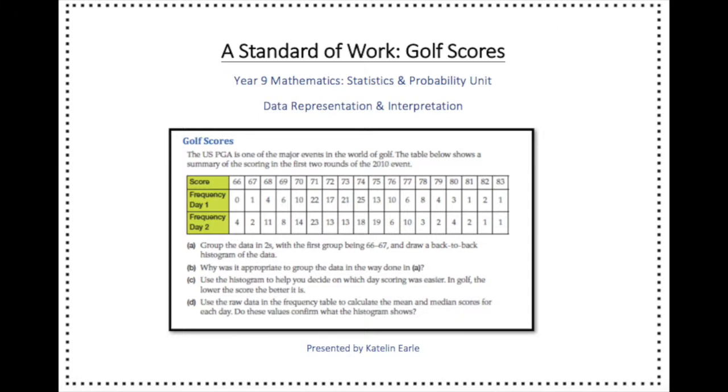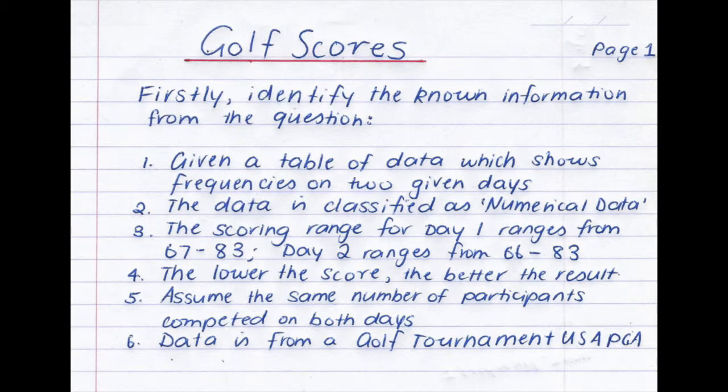Good morning, colleagues. Today we're going to be exploring an A standard of work for a Year 9 statistics and probability question focusing on data representation and interpretation, which is looking exclusively at golf scores. It is expected that an A standard student would begin to unpack the question by highlighting the key information within it. This would include identifying the type of data and how many sets of data have been provided, the range of data, and contextual factors that act as a constraint on the data.